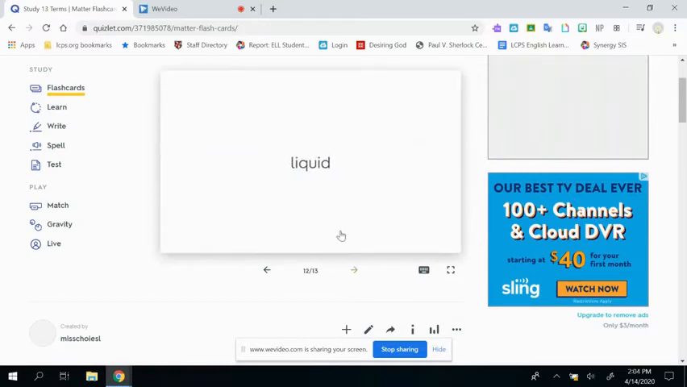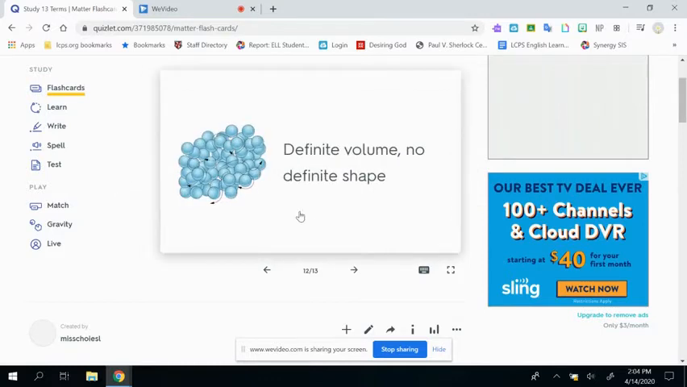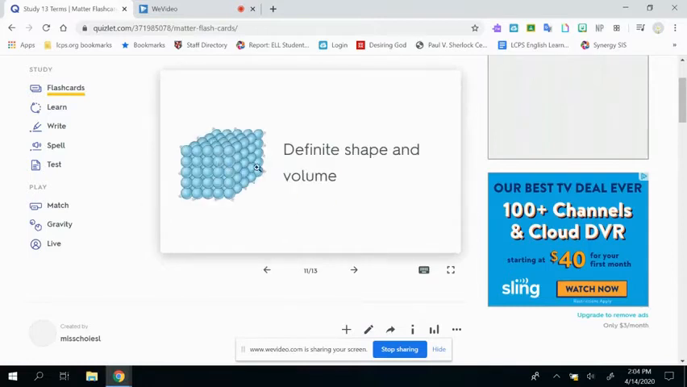Matter also comes in liquid. Liquid like water, right? Water is a liquid. A liquid has a definite volume, which means it always comes in the same amount, but it doesn't have a definite shape. If you look at the atoms, they're a little bit more spaced out than the solid one. Do you see that?